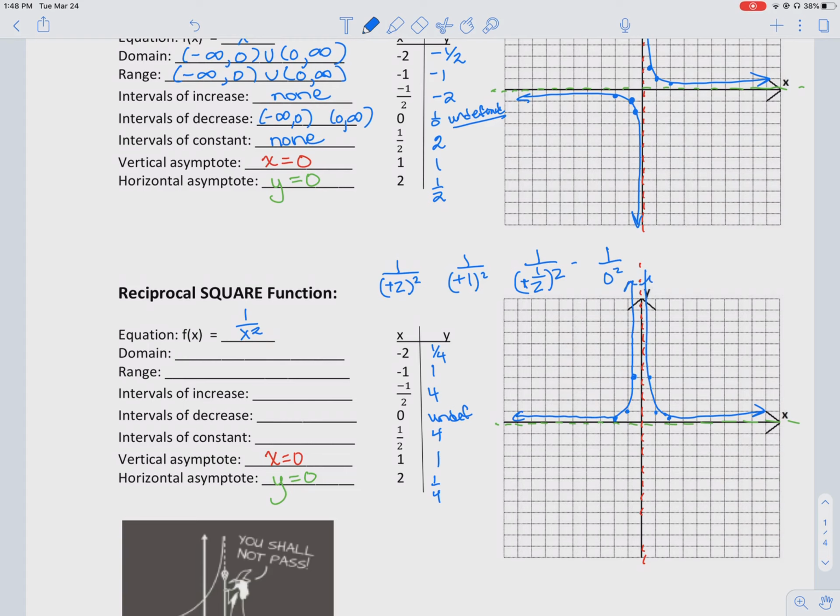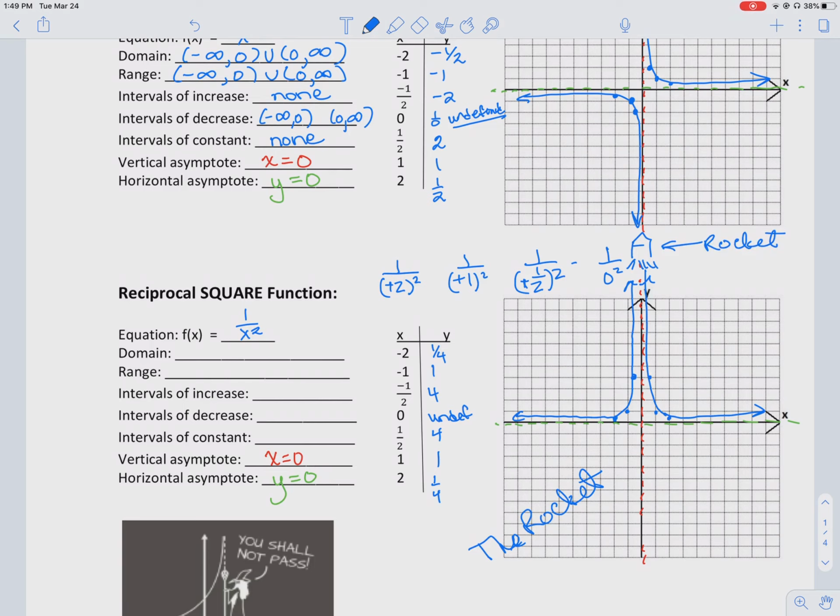All right, so I like to call this the rocket. So anytime you have a reciprocal square function, it looks like a rocket because it looks like your rocket could have taken off right now. Anyway, that's supposed to be a rocket, by the way. Not sure what it looks like, but anyway, it's supposed to be a rocket.